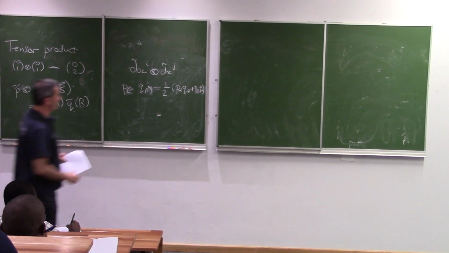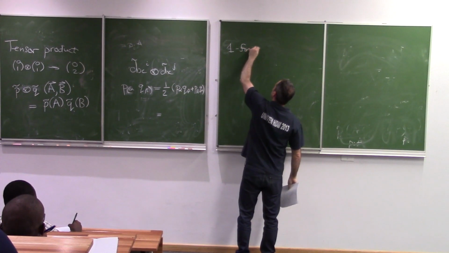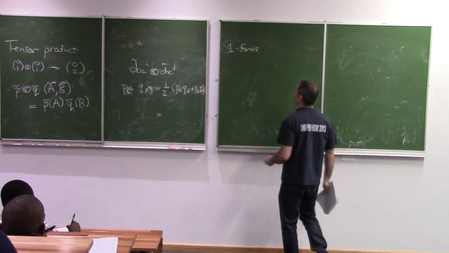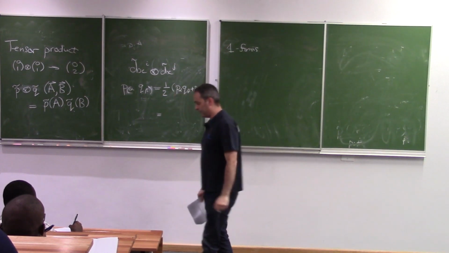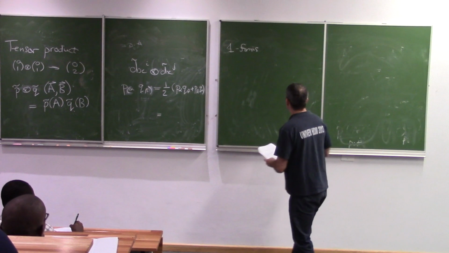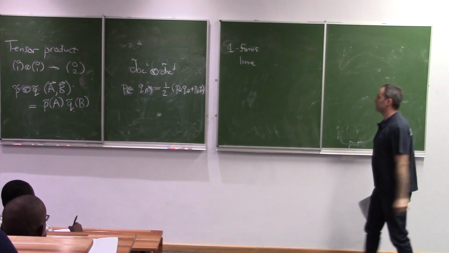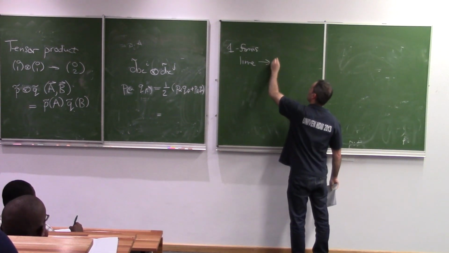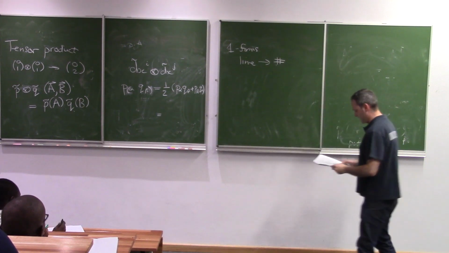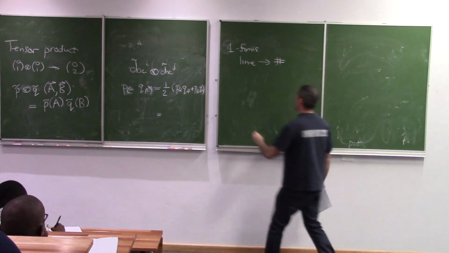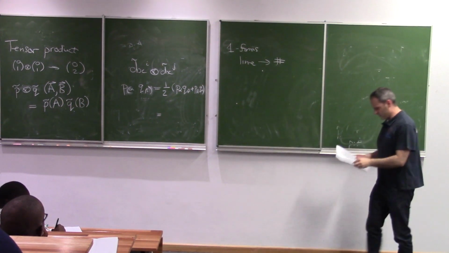So one forms are really special. Because in addition to being something which allows us to map vectors to numbers, we can also use them to map a line to a number, not just a vector at one point in space, but I can take some line and map it to a number. So let's see how that works.